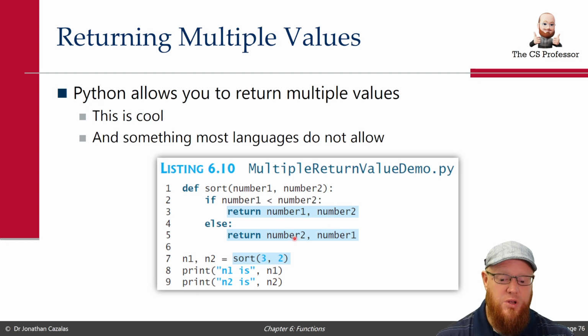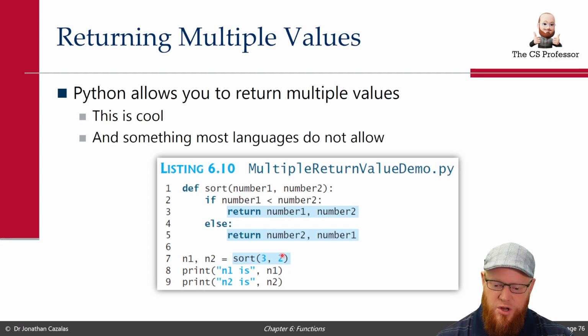So we're actually returning two things. Notice on line 7, this is an assignment. On the right side of the assignment, we call this sort function. We send over a 3 and a 2. So the 3 comes to number 1, and the 2 comes to number 2. Is 3 less than 2? It's not, so that's false. We come to the else, and what we return is number 2, comma, number 1. So we actually return the number 2 followed by the number 3.